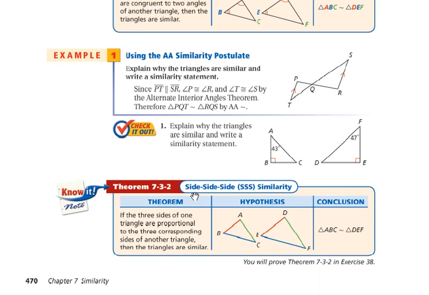Another similarity theorem here is the side-side-side, SSS similarity theorem. And here it says if three sides of one triangle are proportional to the three corresponding sides of another triangle, then the triangles are similar. So here we're just looking at the sides. And if corresponding sides are proportional, then we have similar triangles there as well.